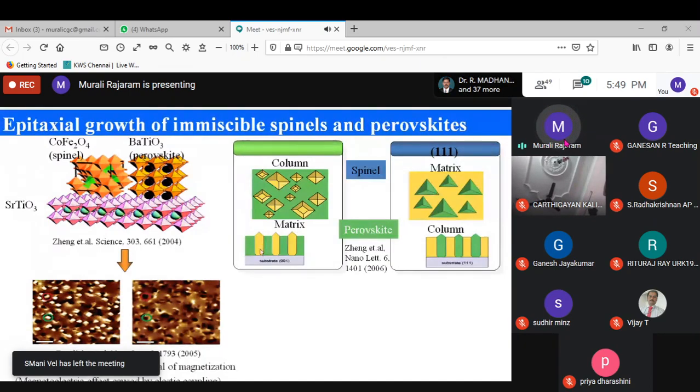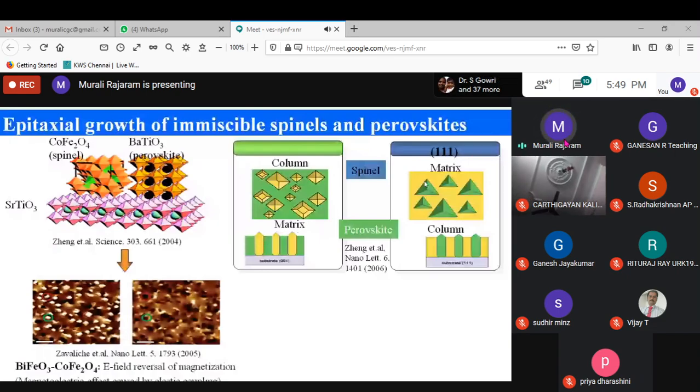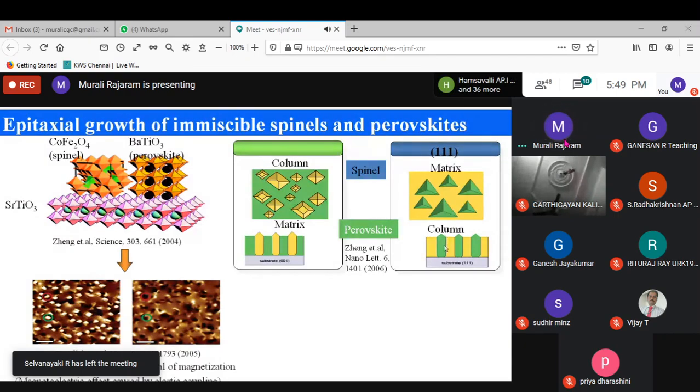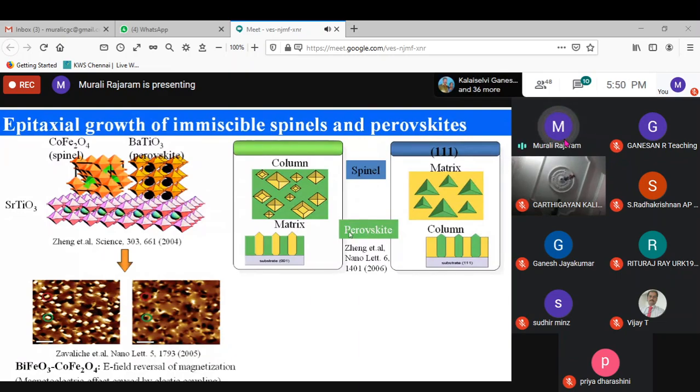If you change the substrate orientation to 111, you will have a spinel matrix and perovskite columns. Sorry, the green color is perovskite. So you will have perovskite columns in a spinel matrix. So you can swap whatever nanostructure you want, whether you need a perovskite nanorod or a spinel nanorod, just by changing the orientation of the substrate.